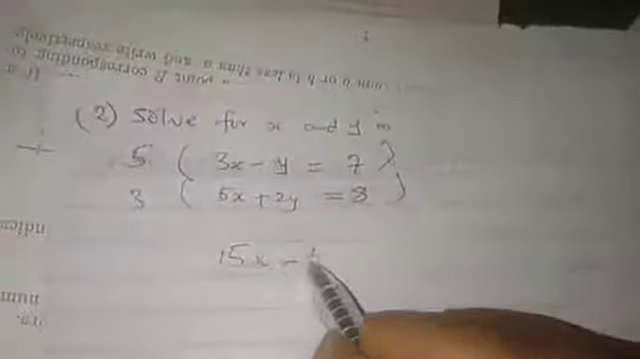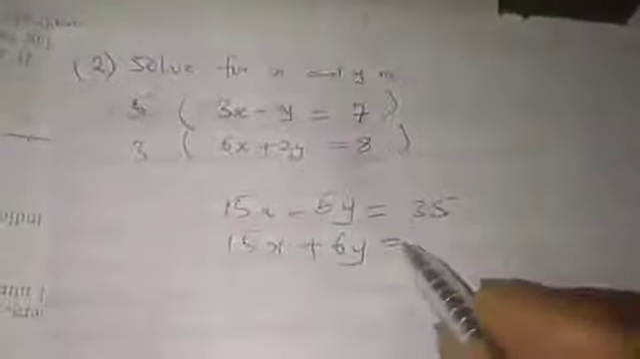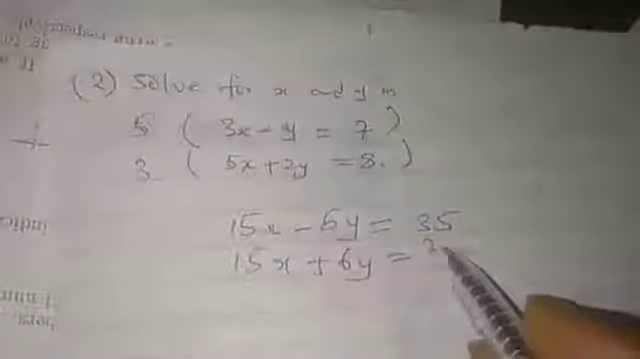Let's multiply it. That will become 5 times 3x, this is 15x, minus 5 times y, that will give me 5y, equal to 5 times 7, 35. Likewise, 3 times 5x is 15x, plus 6y, that is 3 times 2y, equal to 3 times 8, 24. Let's call this equation 1, equation 2.